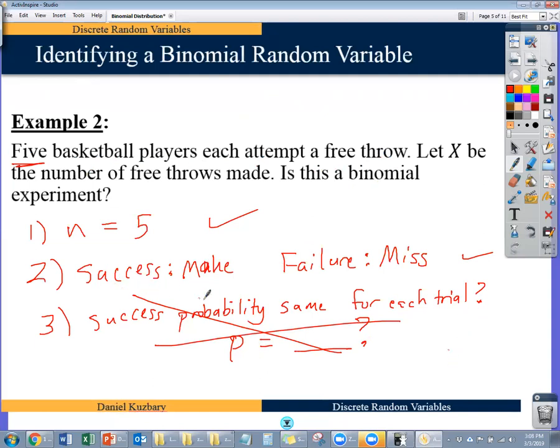Unlike the coin flip or the people going in to get a burger and win a coupon, the success probabilities aren't the same, which means this cannot be binomial. So like I said, all 5 conditions need to hold for it to be binomial.